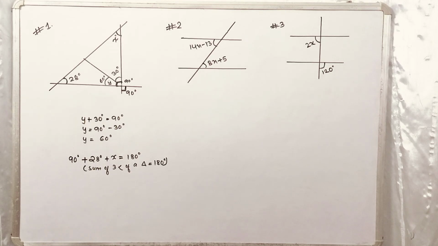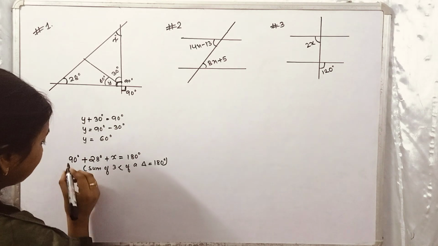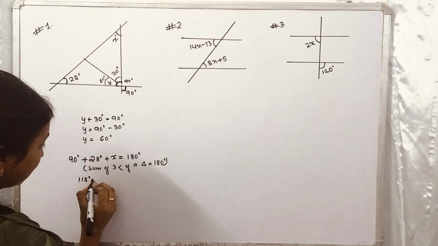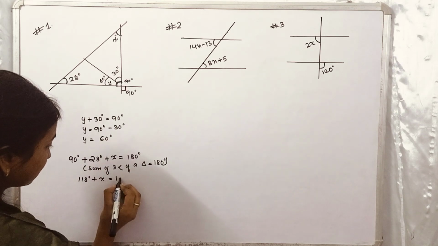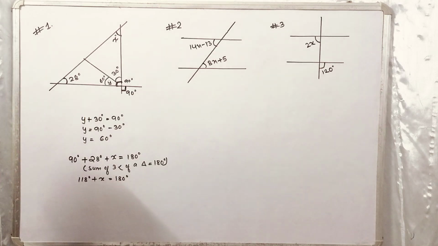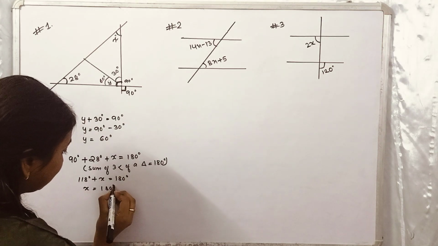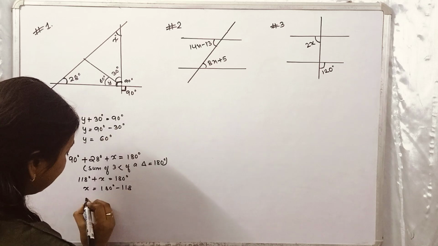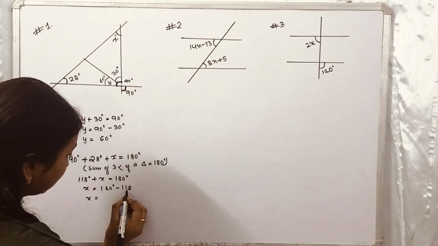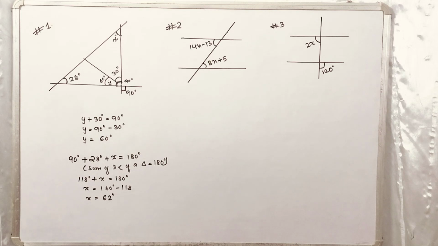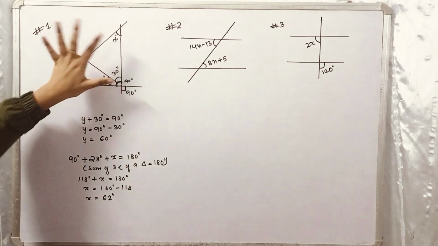Now, if you sum this up, you will get 90 plus 28 is 118 degree plus x is equal to 180 degree. So x is equal to 180 degree minus 118. x is equal to, here this is 62 if I am not wrong. So fine, we got to know that this answer is 62.